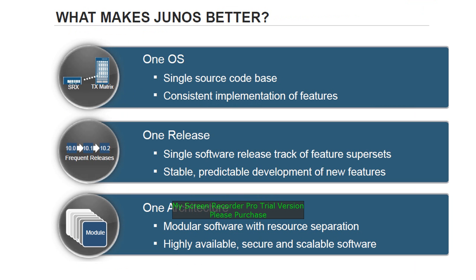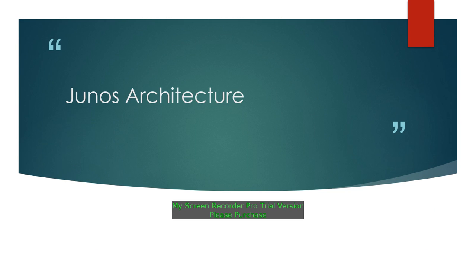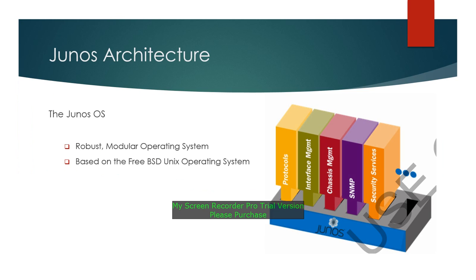So what makes Junos better? As we already talked about, it is one OS with a single source code base, one software release track for feature supersets, and one architecture, which is modular software with resource separation. So now Junos architecture, means how Juniper OS works differently. I told you before that Juniper has different processes for different functions like interface management, chassis management, SNMP, and security services. This is based on the FreeBSD Unix operating system.